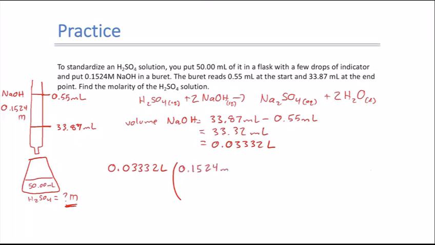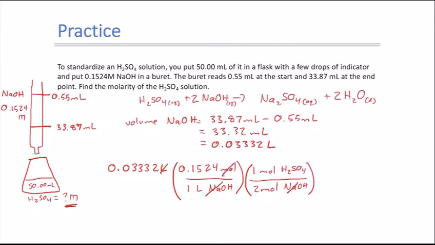0.1524 moles for every 1 liter of sodium hydroxide. Then that cancels out the liters of sodium hydroxide. Then we get to use the coefficients from our balanced equation to convert between moles of sodium hydroxide to moles of sulfuric acid. So for every 1 mole of sulfuric acid, I end up with 2 moles of sodium hydroxide. So my moles of sodium hydroxide cancel. Now I have moles of sulfuric acid.